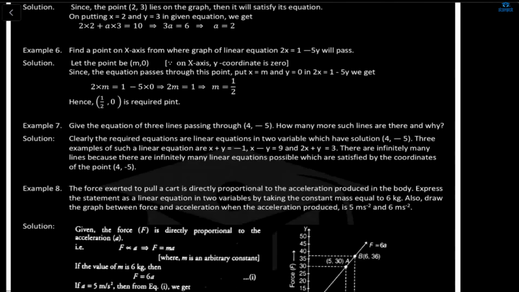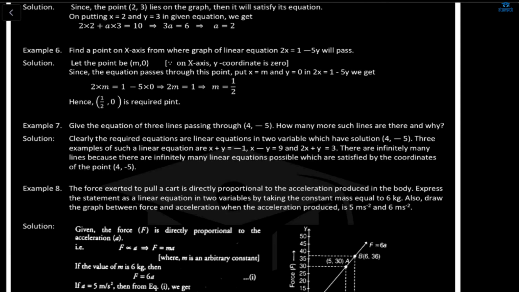Find a point on x-axis from where the graph of the linear equation 2x is equal to 1 minus 5y will pass. Now, tell me, the point on x-axis will be what? It can be any point on x-axis, but when the point lies on x-axis, you know that y will be 0. If a point lies on x-axis, that means y will be 0.